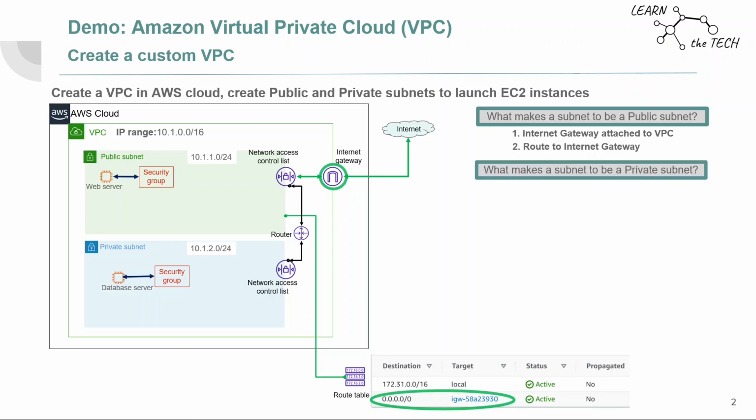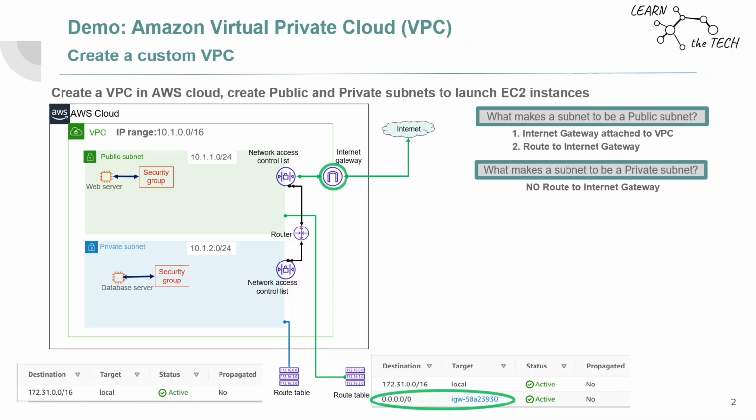Similarly, what makes a subnet a private subnet? Having no route in the route table to the internet gateway makes a subnet a private subnet. You can see here there are two different route tables, one attached to the public subnet having a route to the internet gateway, and one attached to the private subnet not having any route to the internet gateway. If there's no route to the internet gateway, then whatever you launch inside your private subnet cannot access the internet, nor can you access that instance from the internet.